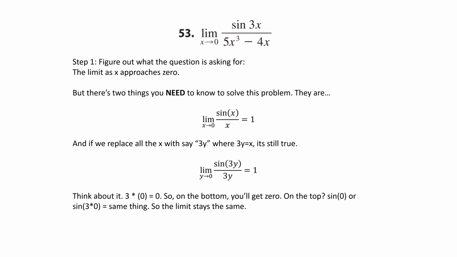You can justify this in your head if you need to. 3 times 0 is still 0, so the bottom, you basically would still get 0. And on the top, if you take the sine of 0 or the sine of 3 times 0, it's the same thing. So that's a quick little proof that, yes, this trick I'm applying is actually true.